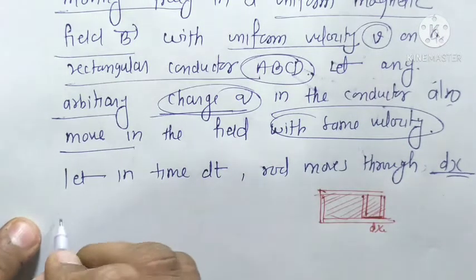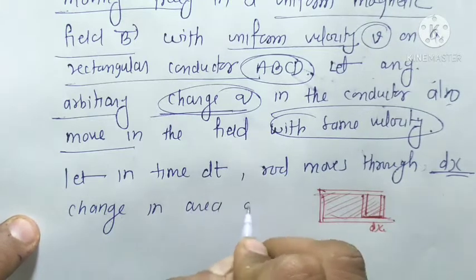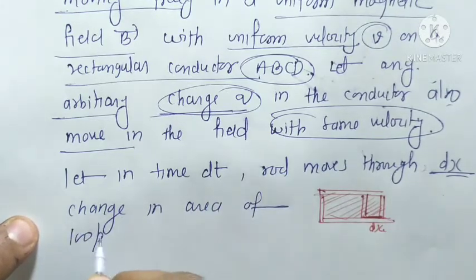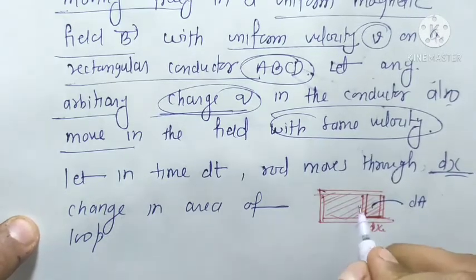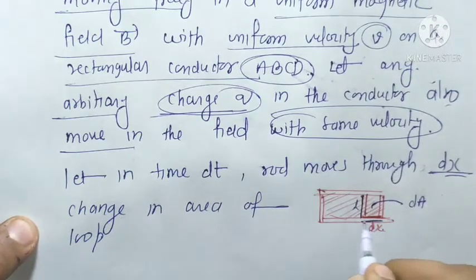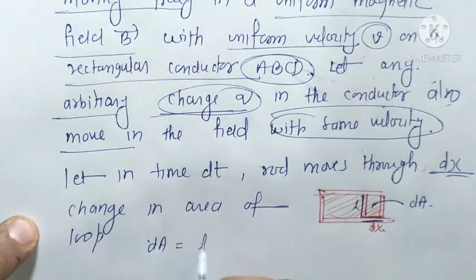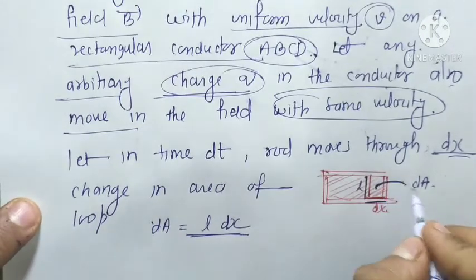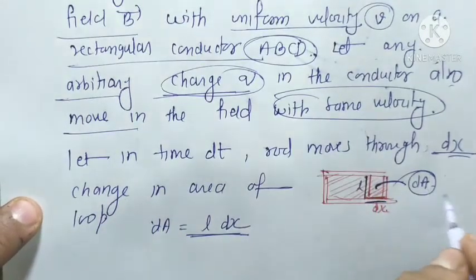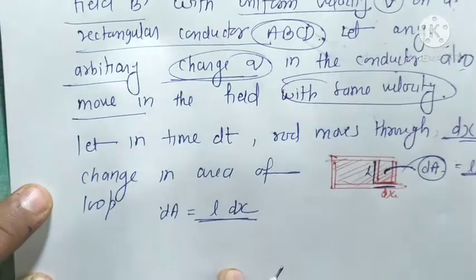So here we can write the change in area of the loop, a very small change, dA. What change is here? This is a length L and this is a dx. So the area will be L dx. Here, the change in area dA is equal to L into dx.